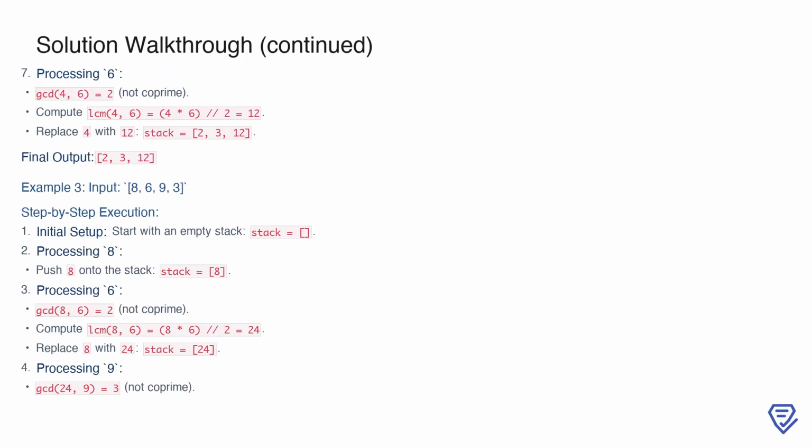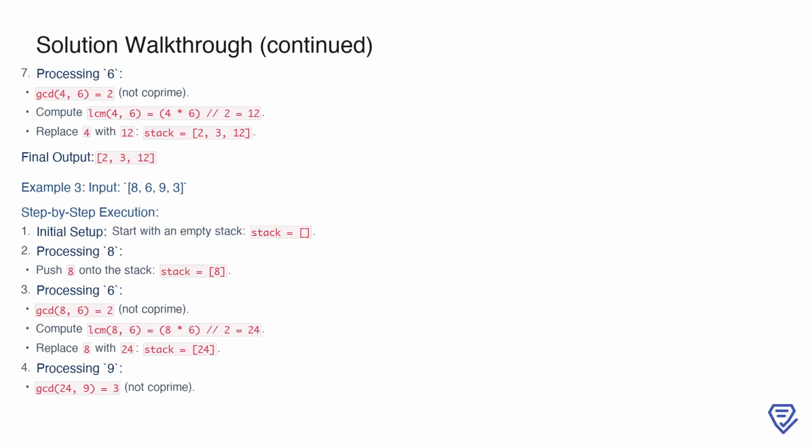With the stack at 2, 3, 4, the next number to process is 6. The GCD of the top of the stack, 4, and 6 is 2, which means they are not coprime. We calculate their LCM as 4 * 6 // 2 equals 12, and replace 4 in the stack with 12. The stack is now 2, 3, 12. At this point, all elements have been processed, and the final output for this example is 2, 3, 12.